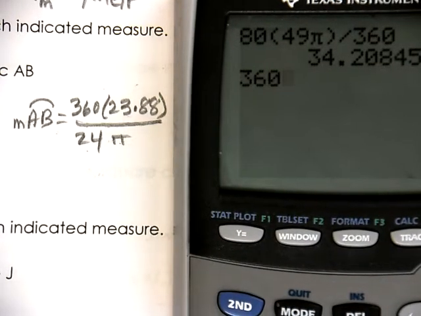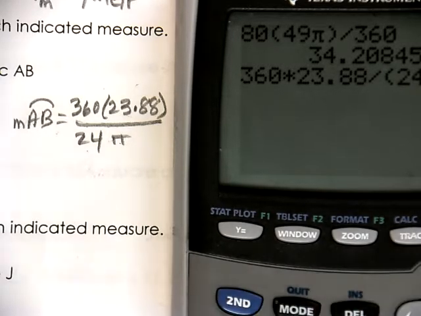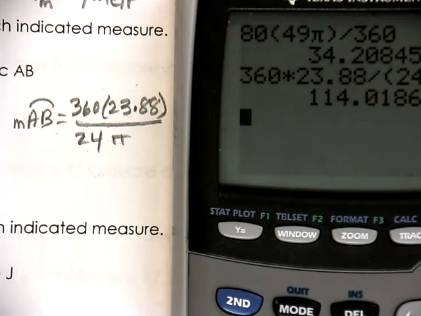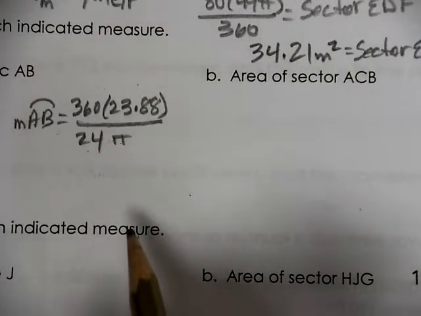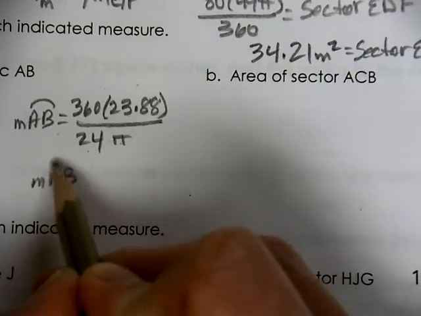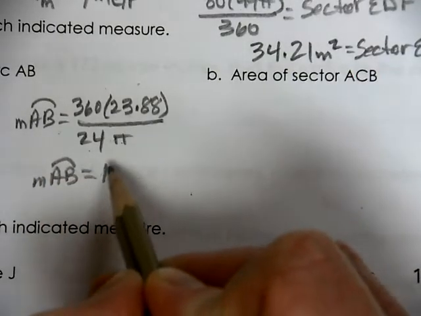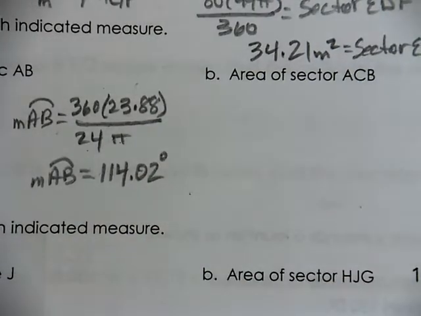So we take our 360 times 23.88 and we divide that. We have to use parentheses, 24 pi. That gives us 114.02. Remember, that is an angle value, 114.02 degrees.